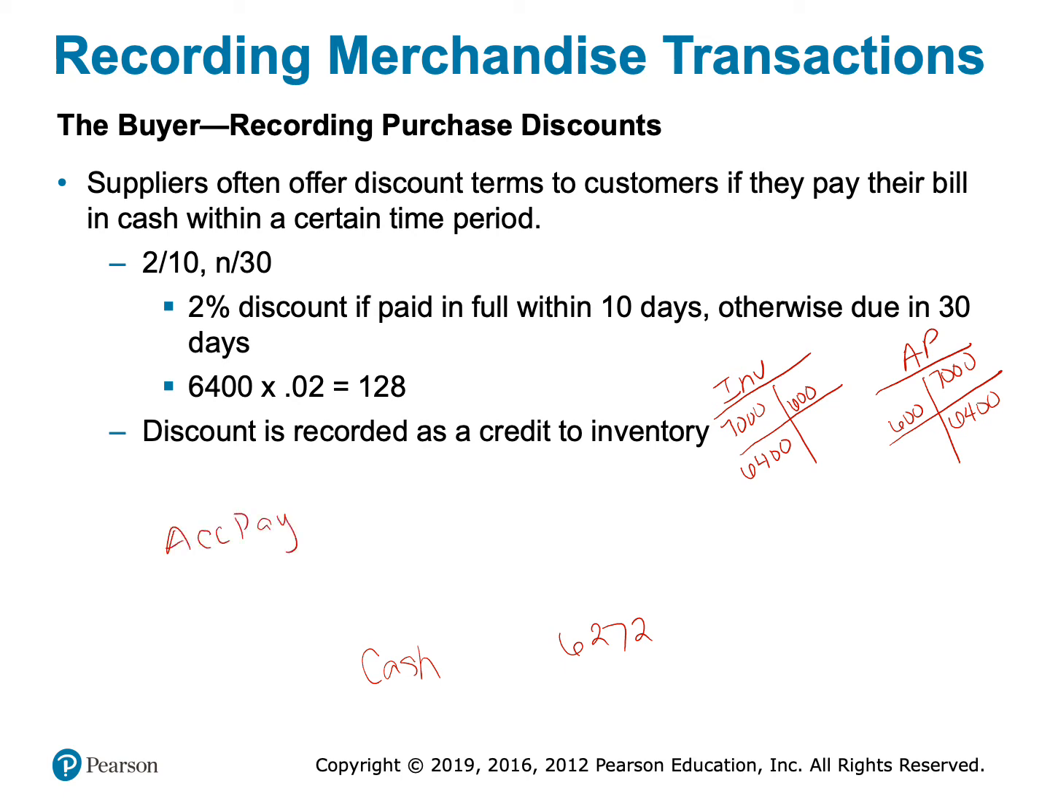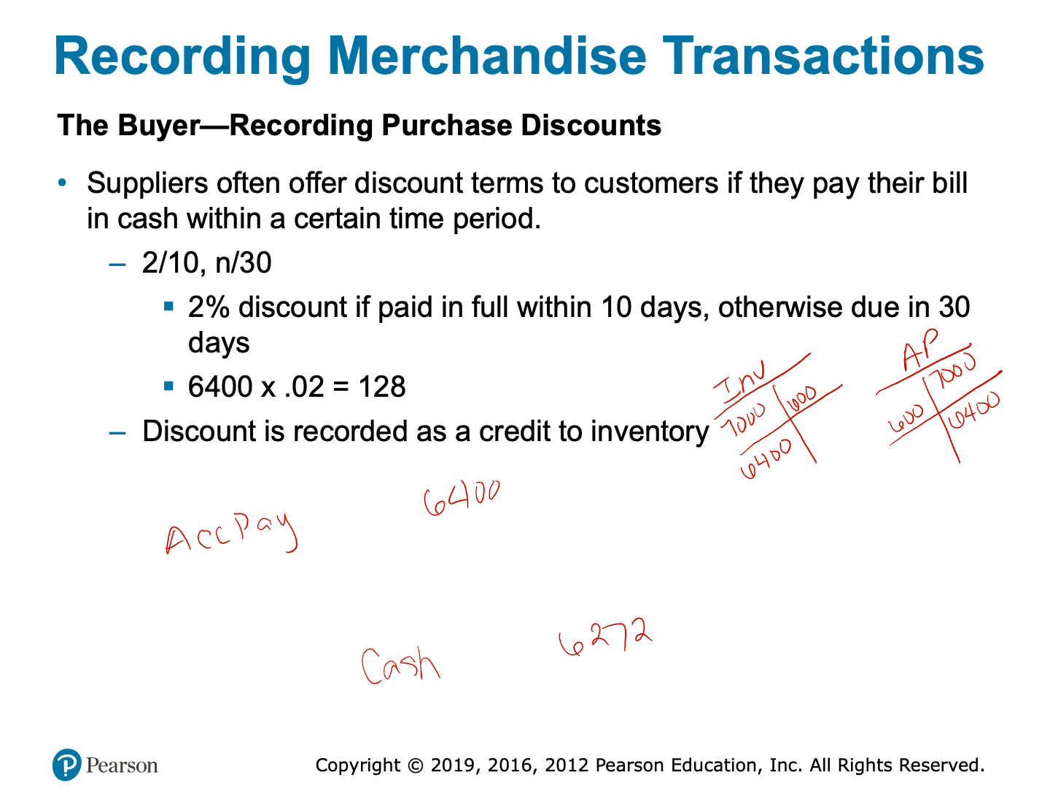But I want to debit accounts payable not for 62.72. If I debit accounts payable for 62.72, it's going to show that I have a $128 balance in accounts payable. It's going to show like I still owe them money. I don't owe them any money. I'm zeroing my account out. So I want to debit accounts payable for the full 6,400.